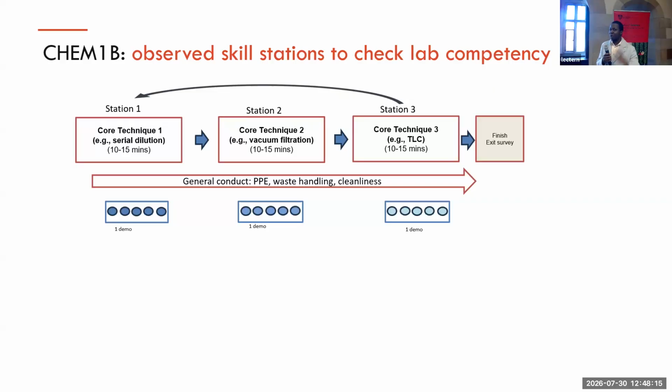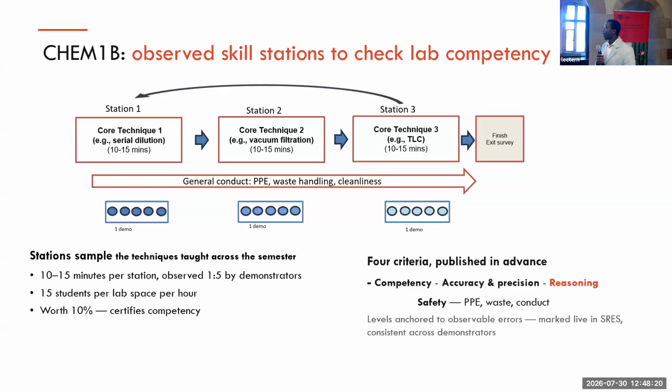Now, moving from the communication, now going into can they demonstrate their competency in the lab? So we designed a station-based lab test. Students come in and rotate through a series of stations. Each station is testing a specific skill. So station 1 could be on dilution. How do you have this concentration? Can you prepare this much of this concentration? They can do filtrations. They can do chromatographic techniques. They can do all sorts of stuff.